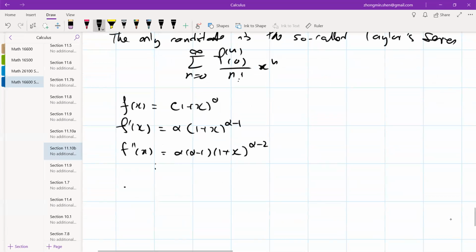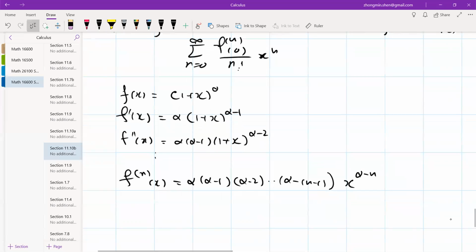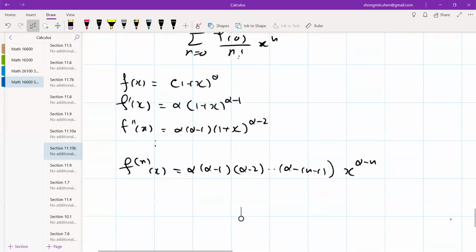So the nth derivative f^(n)(x) is alpha times alpha minus 1 times alpha minus 2, and so on, up to alpha minus n plus 1, times 1 plus x to the alpha minus n. You don't need to continue if alpha equals some integer n. Then the derivative is going to be constant, then 0. Otherwise, just continue to differentiate, but then the coefficient contains 0, so it is always 0.